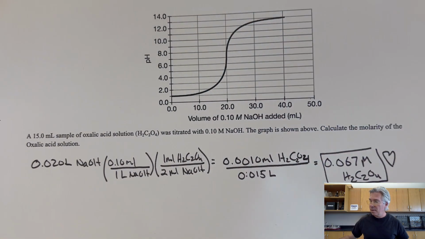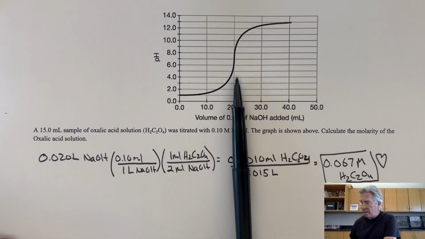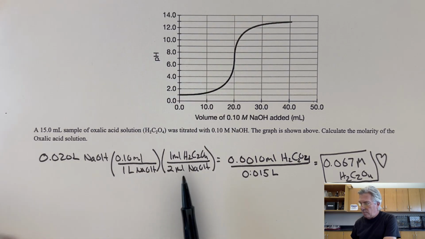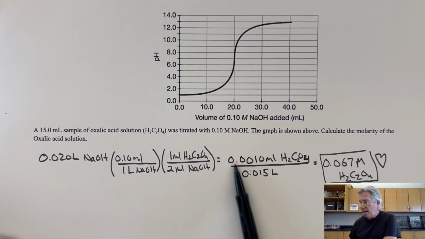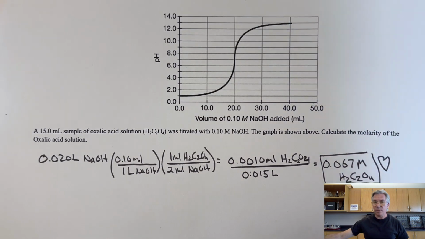Okay. When I did it, I got 0.067 moles per liter of oxalic acid. 0.02 liters, that's right off the graph. 0.1 moles per liter, again, the 2-to-1 ratio. That got me that many moles of oxalic acid in the volume that it's in, and I got 0.067. So if you got that, great, wonderful. Then you're all set up. You're ready to go ace your titration questions on your exam.